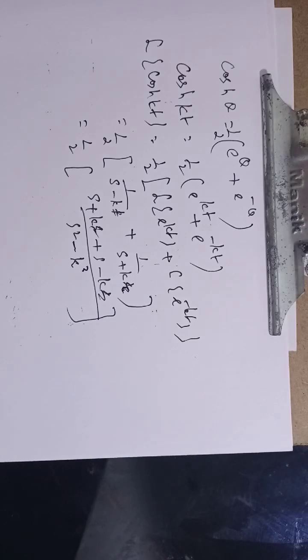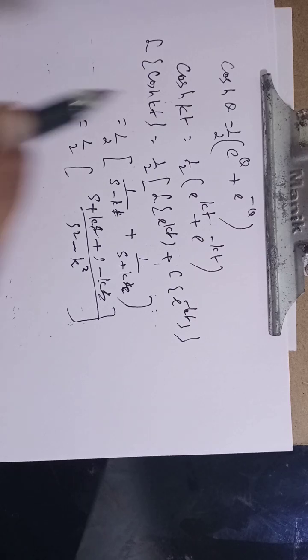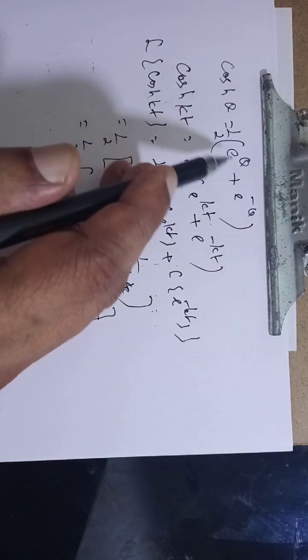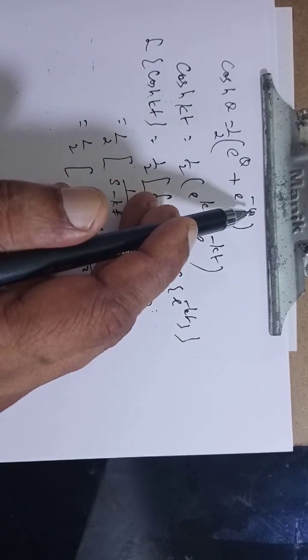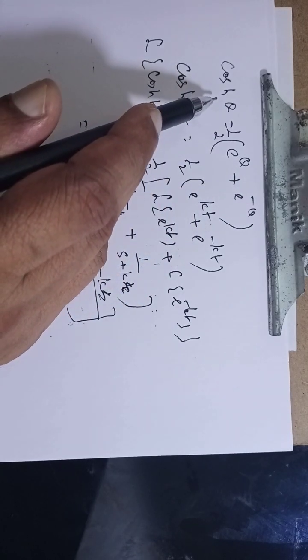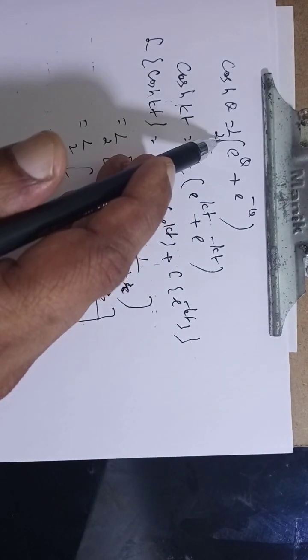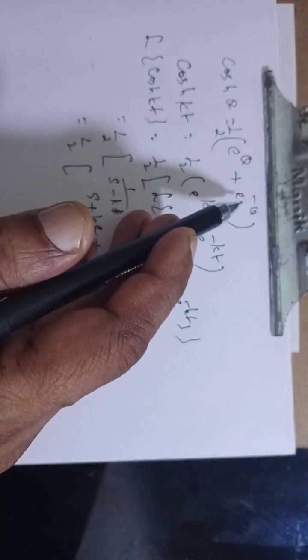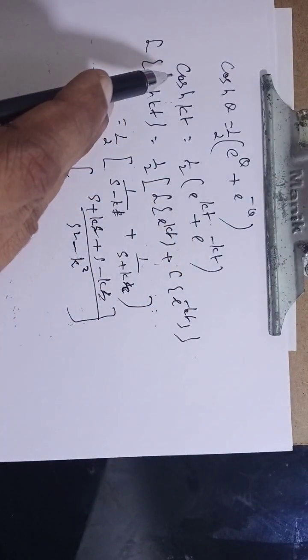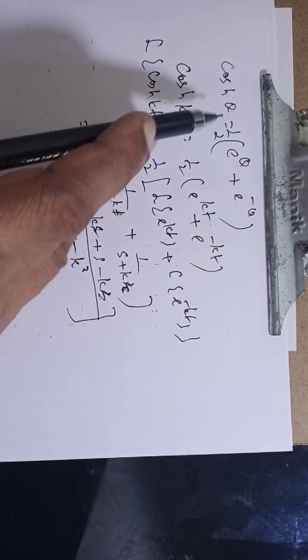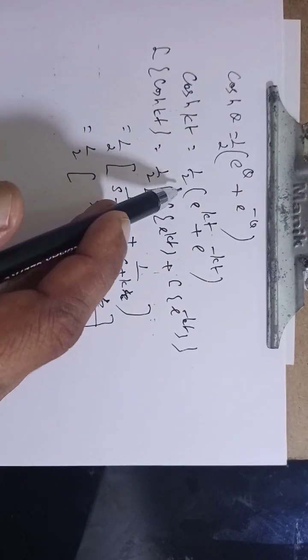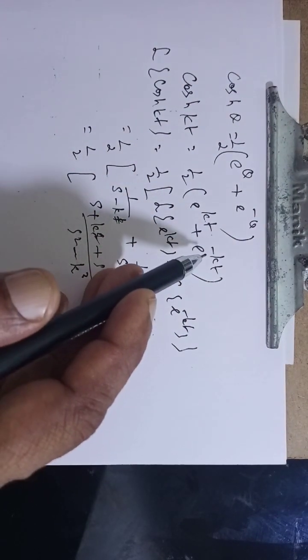Next we find the Laplace transform of the hyperbolic functions cosh kt and sinh kt. We have the result cosh theta is equal to half into e raised to theta plus e raised to minus theta. This is the definition of hyperbolic functions. Then cosh kt, taking kt instead of theta, is half into e raised to kt plus e raised to minus kt.